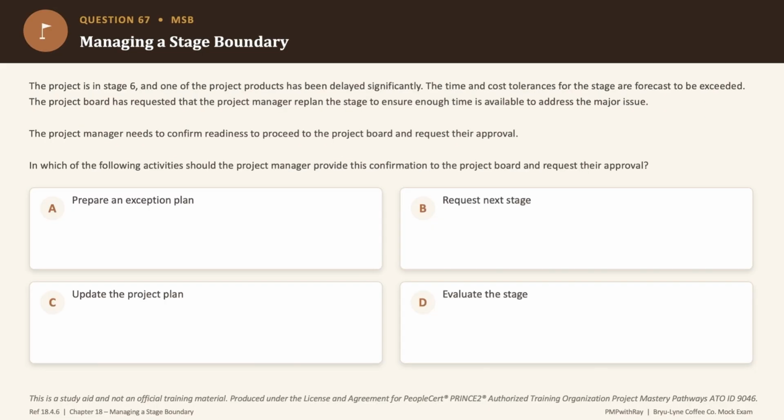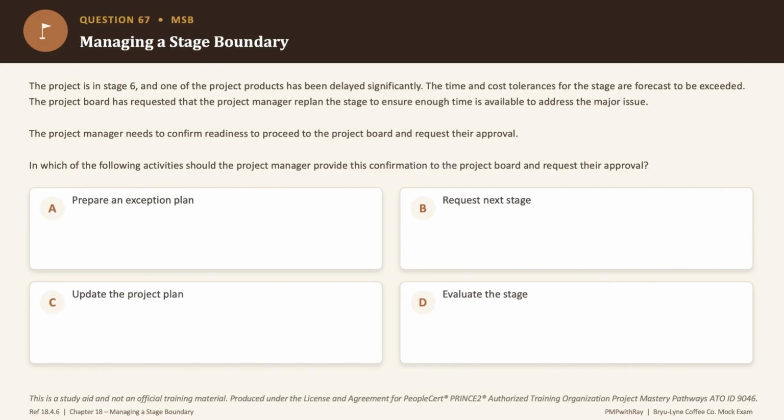Next, question number 67. So a product has been delayed badly, tolerances are forecast to be breached, and the board has asked the project manager to replan the stage. Now, once that replanning is done, the project manager has to confirm readiness and ask the board for approval to proceed. Now, which activity is that?